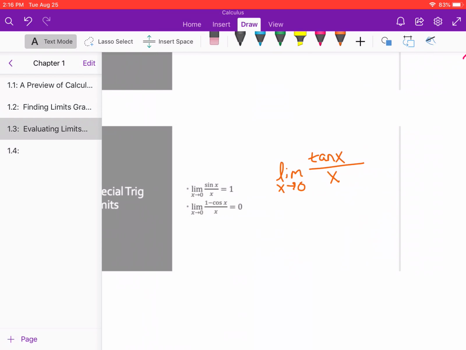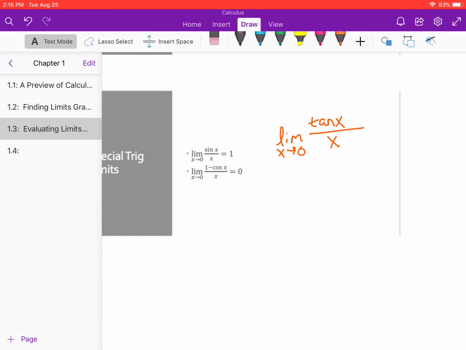So the limit as x approaches 0 of tangent of x over x. This one is not one of our special trig limits, and if we do direct substitution, it fails because the denominator goes to 0. What we want to do is see if we can make it look like one of those special trig limits. So remember, tangent of x is like sine of x over cosine of x. And then dividing by x is like multiplying by 1 over x. Still taking that limit.